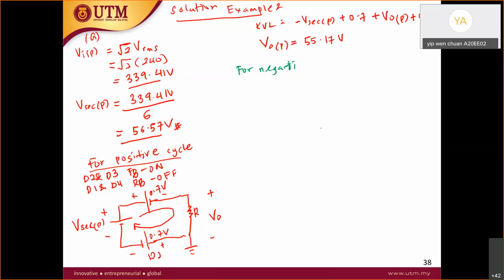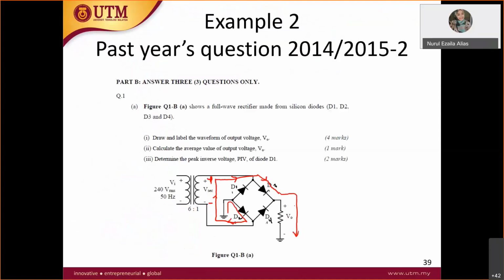Okay, for negative cycle, this is what it looks like. In negative cycle, I will use green color. In this case, I think I want to delete the red one.